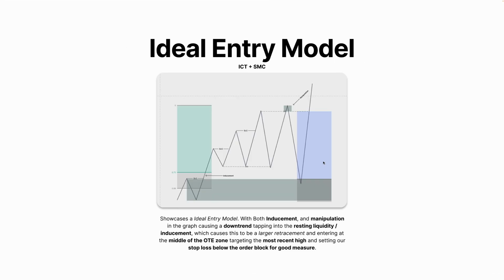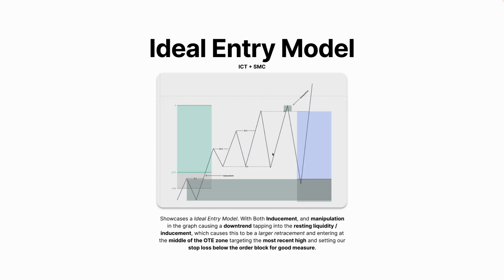To begin with, I'll talk about this ideal entry model that I've been using that I find really easy to understand, and that utilizes both ICT concepts and SMC concepts. This ideal entry model showcases both inducement and manipulation at the high, with the manipulation causing the downtrend from the graph that we can see here, tapping into the resting liquidity or inducement that produces a larger retracement, which causes this to spike and break the most recent high.